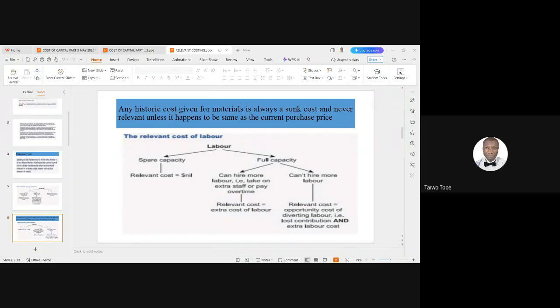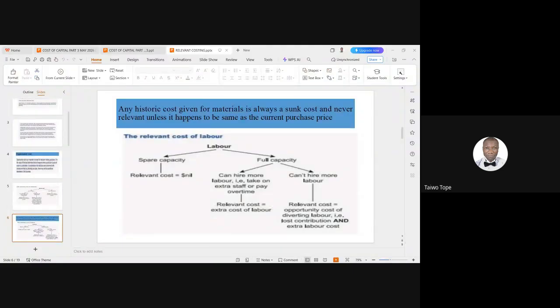The cost of hiring more workers to meet up with a particular decision is a relevant cost. But the cost of paying your full-time workers every month, every week, is not a relevant cost. Please take note, it is not a relevant cost.